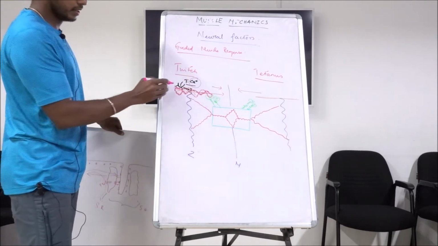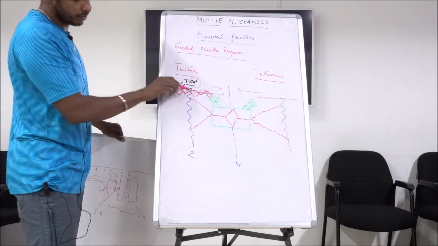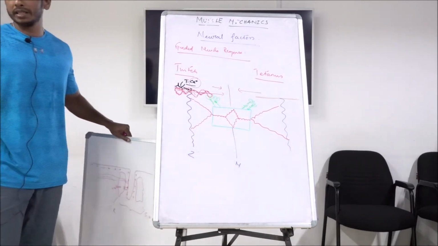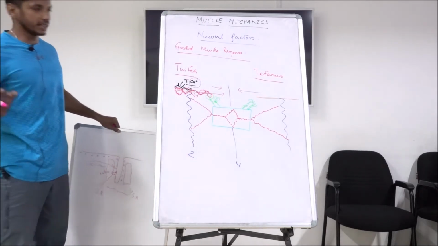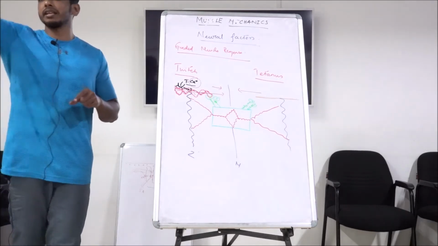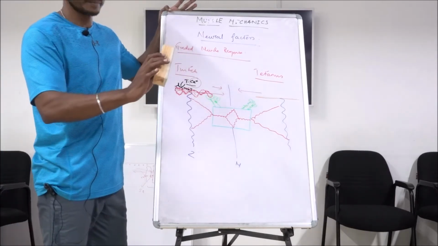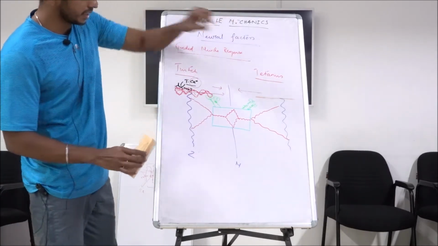So automatically, the tropomyosin will go and envelop the active sites of the actin. So there is no place for the attachment binding sites, so there is no contraction phase, only relaxation phase. This is what occurs during muscle contraction. Clear? Okay, so now coming to twitch and tetanus.